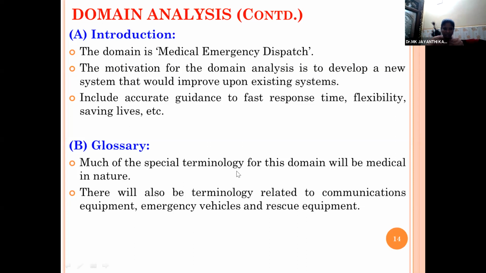Then in the glossary, much of the special terminology for this domain will be of medical nature. There will also be terminology related to communication equipment, emergency vehicles, and resource equipment. So in the glossary of terms, you will write down all the keywords and the various terms used in the medical field, like stretchers, ambulance, the various people like doctors, patients, nurses, pharmacy people. All the keywords, terms, instruments, medical terms, all those things will be specified, whatever we are going to use in our project as variables, classes, and objects. So first we will write down the introduction, then we will write down the glossary of the domain.